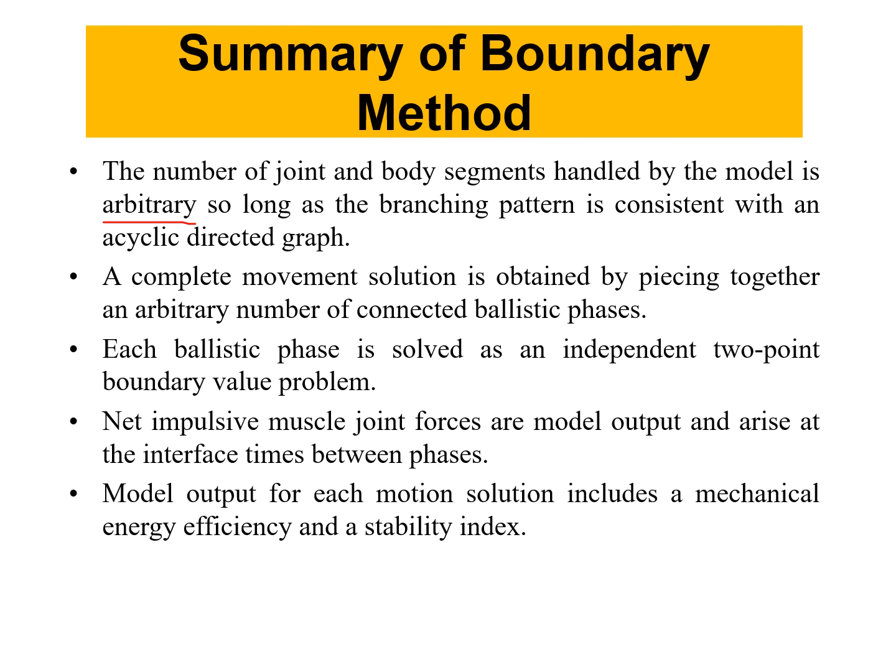A complete movement solution is obtained by piecing together an arbitrary number of connected phases, initial configuration, final configuration. You solve each two separately, and then you move to the next two, and you will have this discontinuity of the velocity. Each ballistic phase is solved as an independent two-point boundary value problem separately, and the net impulsive muscle joint forces are model output. So I can find the new motions and net muscle joint forces in the interfaces. When we have two velocities, a discontinuity, muscles need to interact to make sure that this is smooth. And that's where the muscle is.